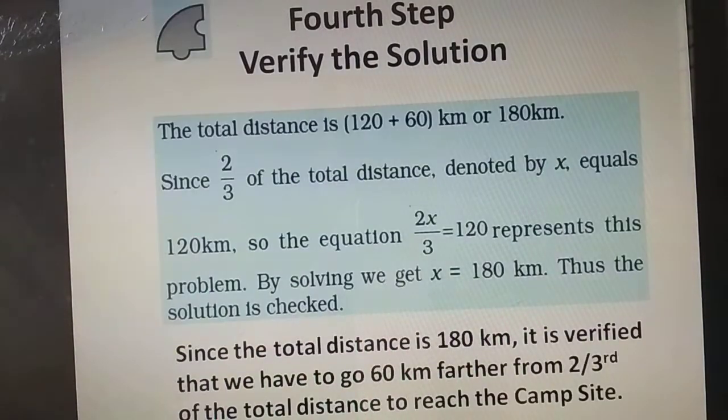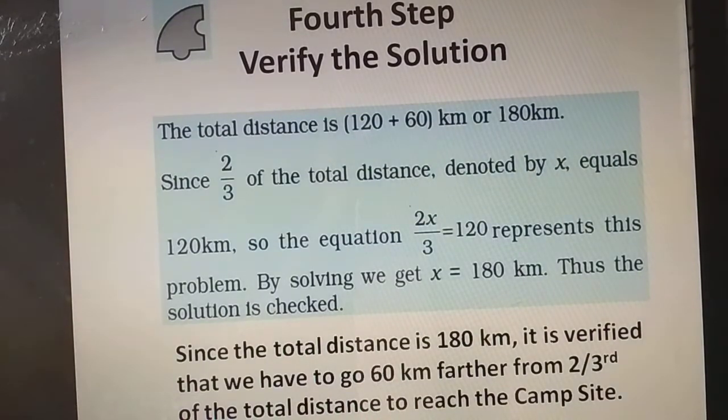The fourth step is to verify the solution. It is always a good strategy, a good plan, to verify the solution having solved the problem. This verification step is to find out whether we have solved it correctly, whether the answer is correct. The total distance: 120 plus 60 is 180 kilometers, which means 120 is already traveled and another 60 kilometers is to be traveled, so 180 kilometers.